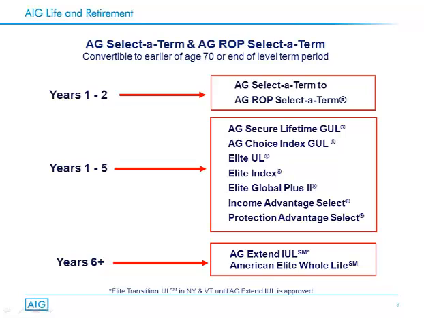But also during the first 5 years, they can convert to any of our single life permanent plans, and that includes the Secure Lifetime GUL, also our accumulation products, the IUL products, and also the hybrid product, the GUL-IUL hybrid product called AIG Choice Index GUL. Once you're beyond the 5 years of the term policy being issued, so now we're in that 6th year, we also have a couple of conversion products. One is the AIG Extend IUL, the other is the American Elite Whole Life.